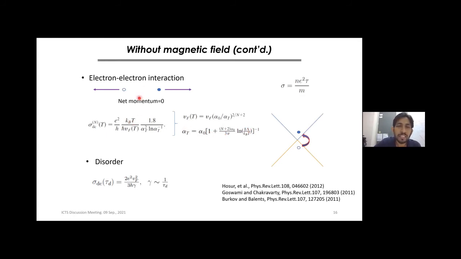But the basic idea is this. This is fundamentally different from what you would get in a standard metal. The same idea carries over to disorder.